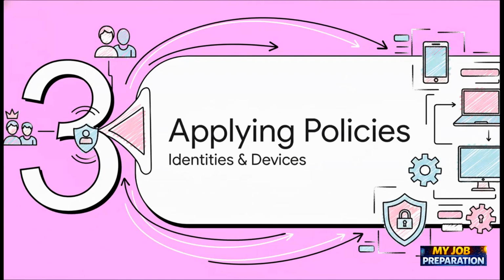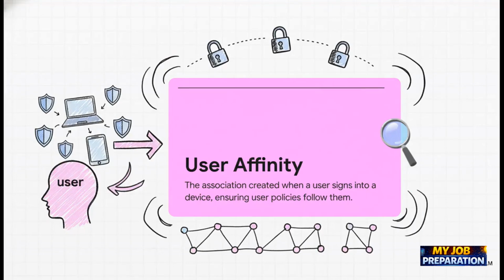So we have our users in the system. We know what our admins can do. What's next? Well, now we connect the dots. It's time to link those user identities to their devices and start applying the rules that are going to keep everything managed and secure.